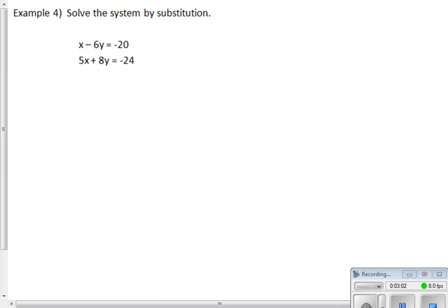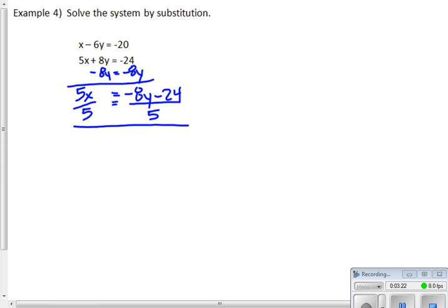Well, let's say you decided to get maybe y or x by itself. So you'd subtract 8y from both sides, and you'd have 5x equals negative 8y minus 24. Get x alone, divide by 5. Divide by 5. We find out x equals negative 8/5 y minus 24/5.